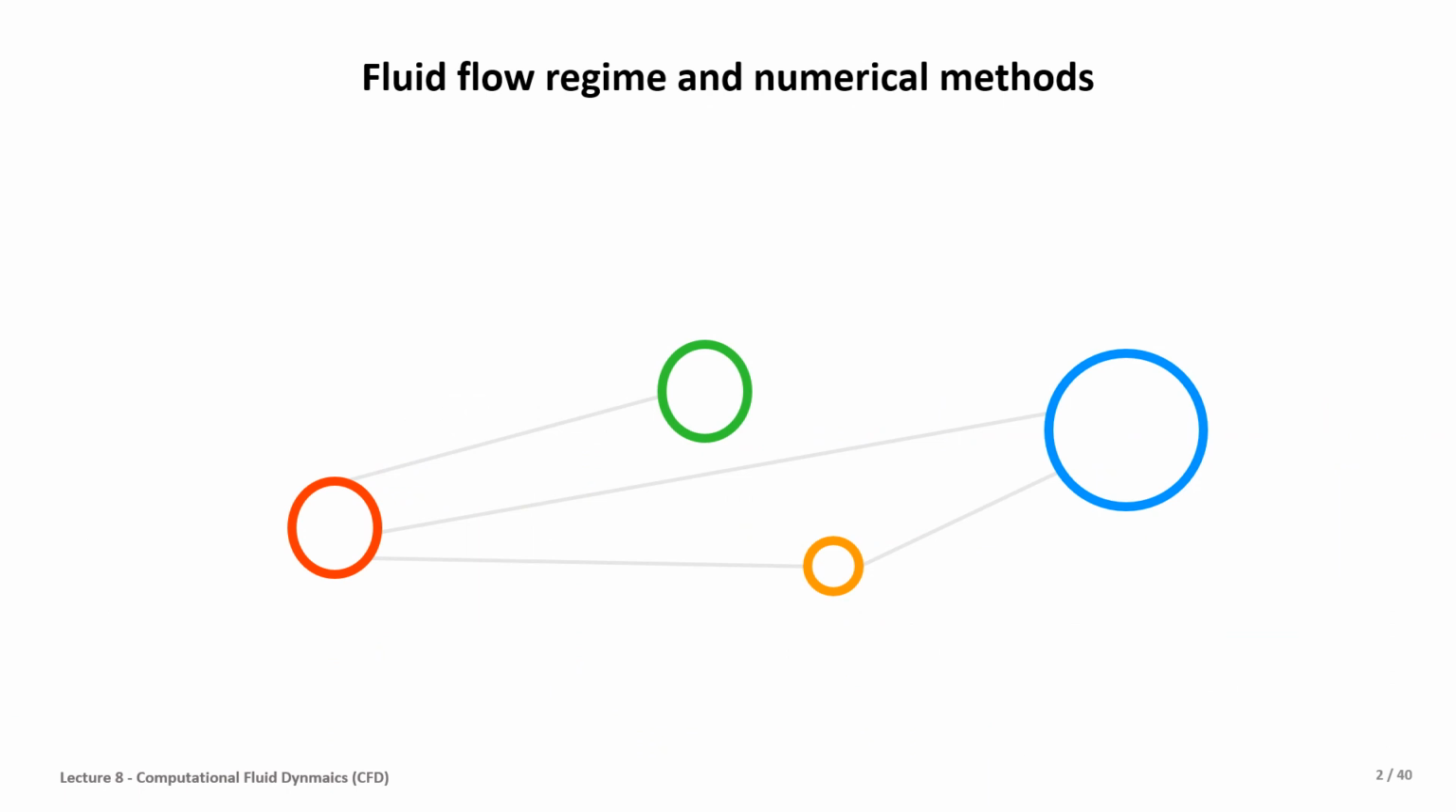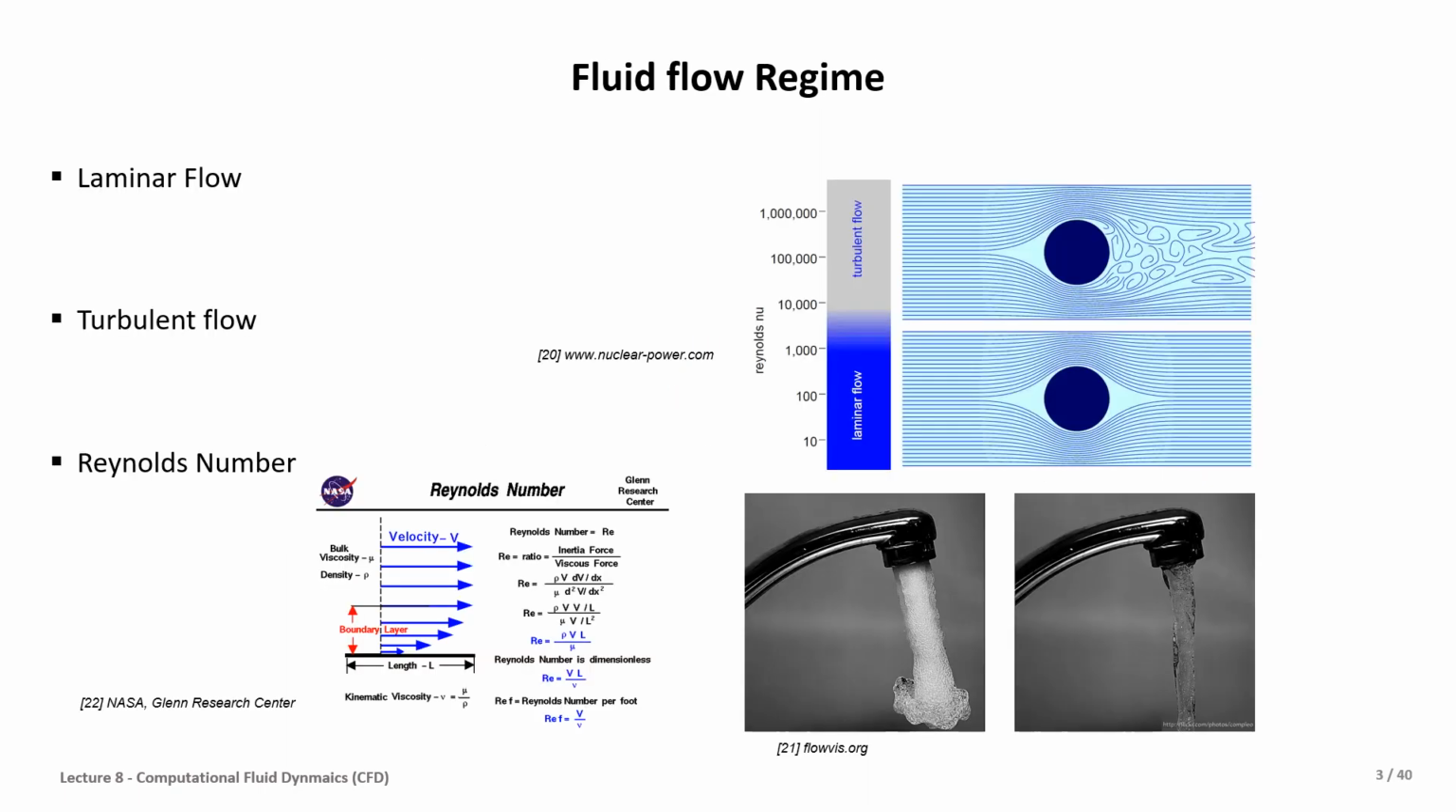In the second part, we will have a short review of the flow regimes and the numerical methods used in these different regimes. In fluid dynamics, the flow has two main regimes, called laminar flow and turbulent flow. To identify the difference between these two regimes, there is a non-dimensional number called the Reynolds number.